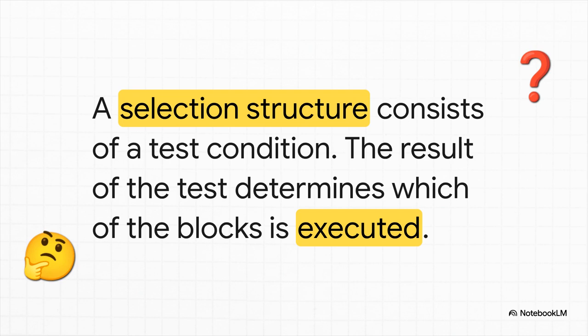Next up, we have selection. This is where the algorithm gets a brain. It's a fork in the road. The algorithm asks a question, like, if the light is green, and then, based on the answer, it chooses one path or another. This is how programs make decisions.